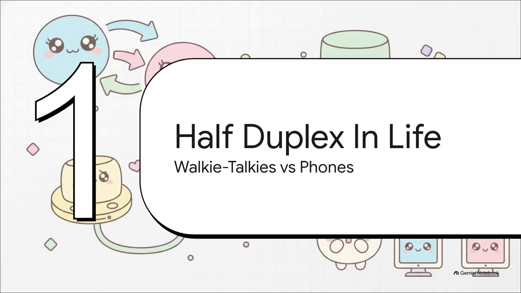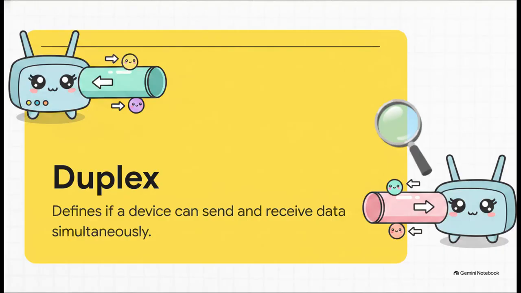Section 1. Half-duplex in daily life. Walkie-talkies versus phone calls. Let's get right into it. Okay, before we can get to the half part, we really need to understand the root word here, which is duplex. Duplex simply defines whether a device can send and receive data at the exact same time. It's basically just the technical term for two-way communication capability.